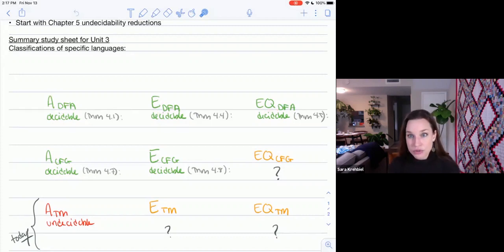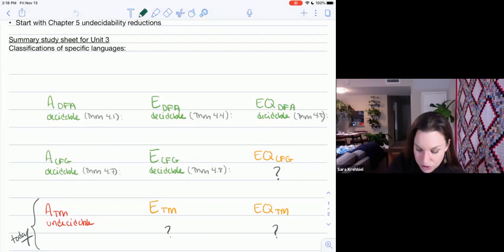Now, EQ is saying, given a pair of machines of the same type, is it the case that their 2 languages are equal? So these are the 3 formats of languages that you need to be thinking about. And you can go ahead and make a note of the theorems that we've already gone through that are classifying these first 5 languages as decidable languages.